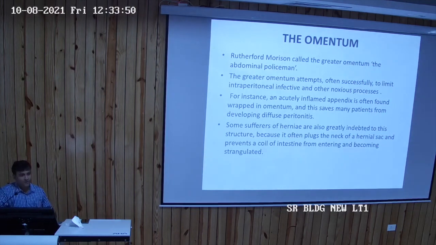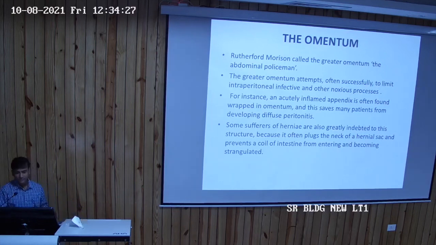As we all know, what is omentum commonly called in our body? The policeman of our body. Why is it called the policeman? It restricts the infection to a particular place, so that generalized peritonitis doesn't develop. Rutherford Morrison gave this name to the greater omentum, the abdominal policeman.